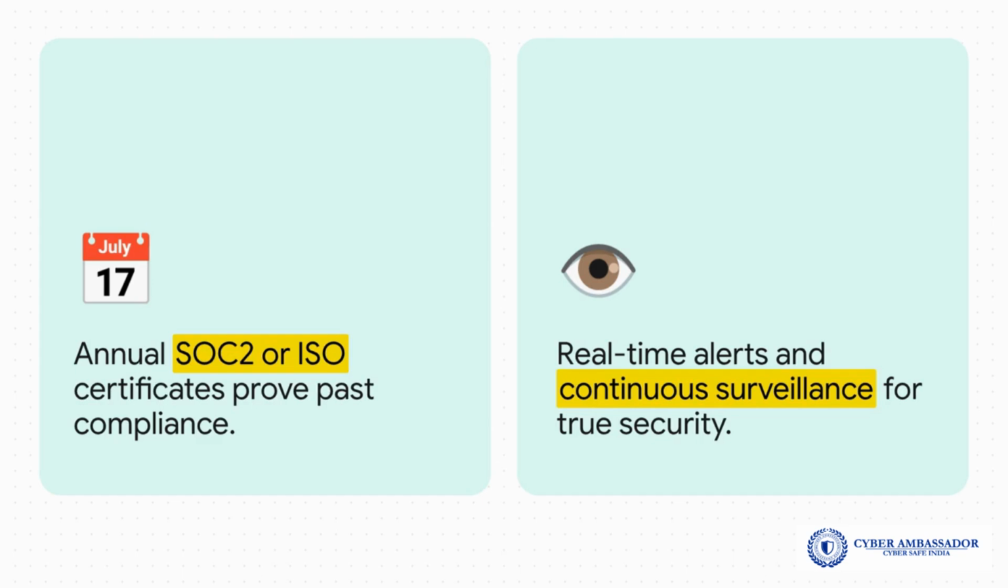Real modern security demands continuous surveillance. We're talking real-time alerts and ongoing oversight. Because if a vendor suffers a data breach, goes through a massive leadership shakeup, or their security score tanks on a random Tuesday, you need to know immediately, not during next year's annual review.